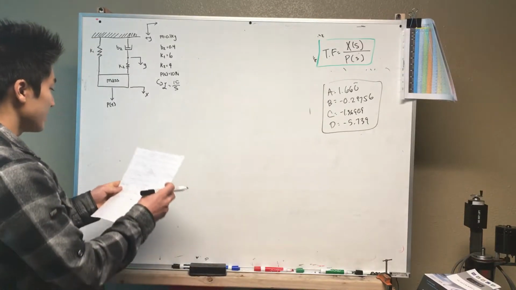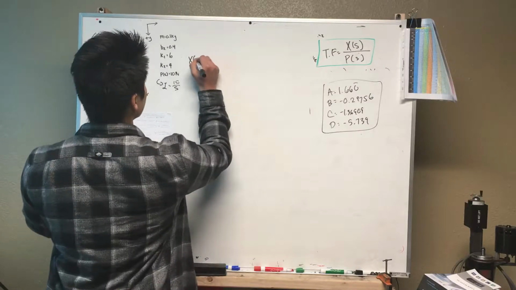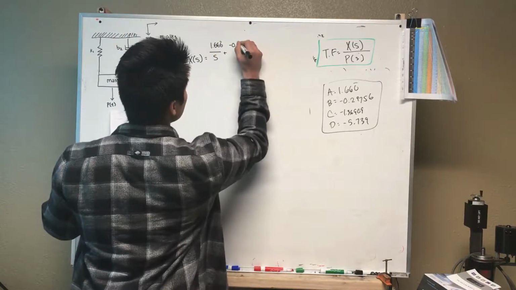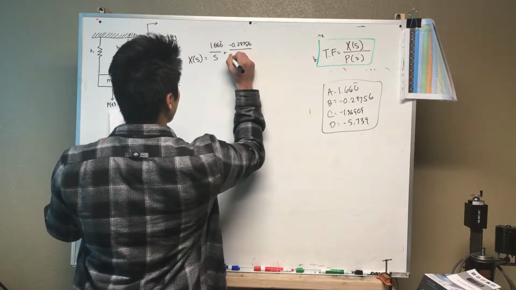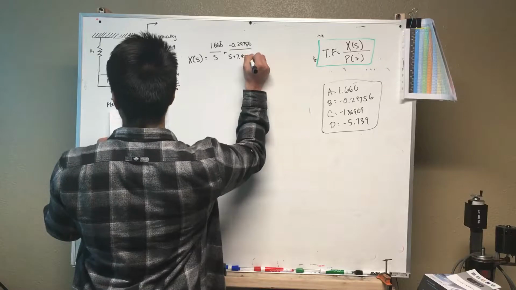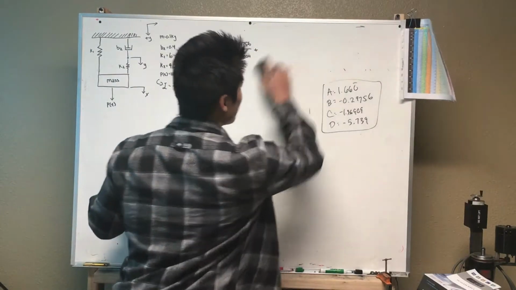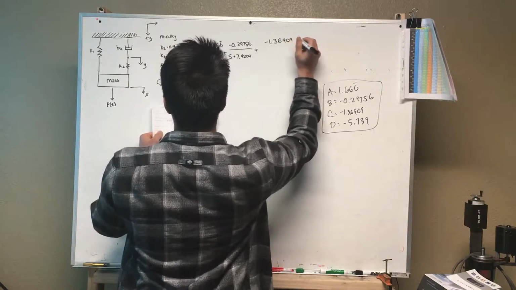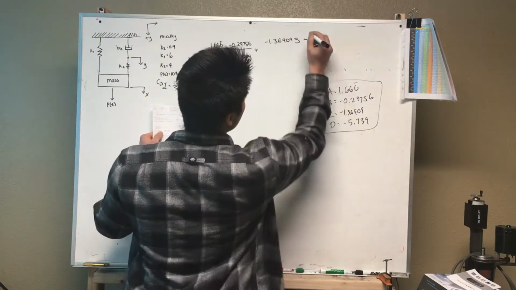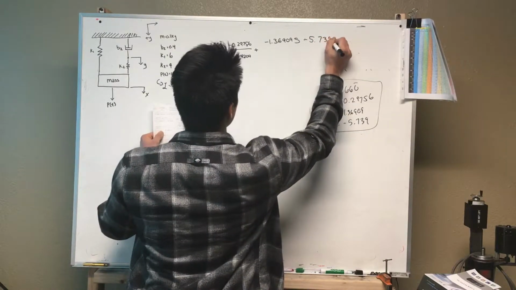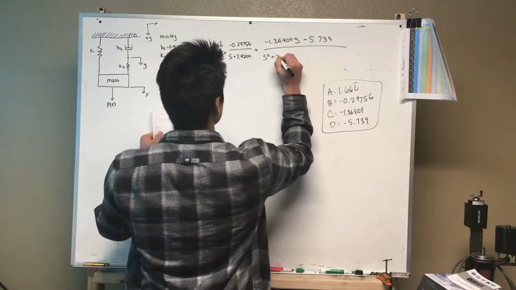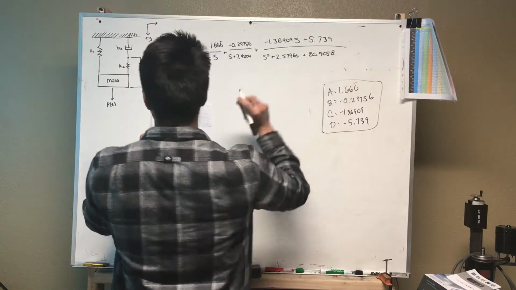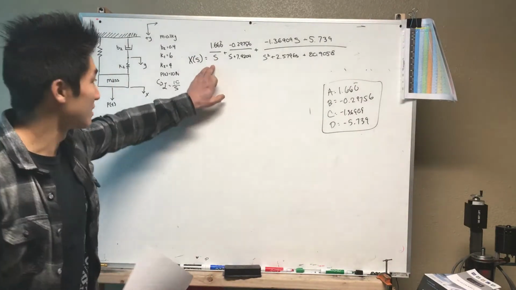Okay, so we have our A, B's, and C's. I'm going to rewrite the x of s up here, kind of small: 1.666 s plus negative 0.29756 over s plus 7.4204, plus we have negative 1.36909 s minus 5.739 over s squared plus 2.5796 s plus 80.9058.